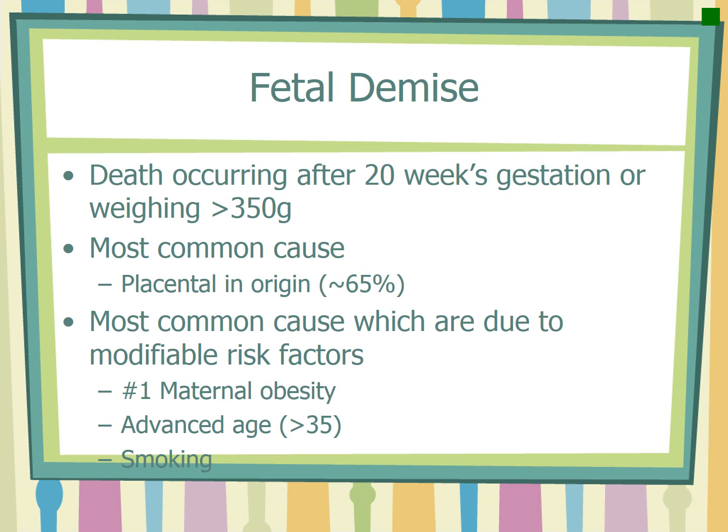So this all leads us up to what's called fetal demise. This is when death occurs after 20 weeks gestation or when the fetus weighs more than 350 grams. The most common cause of this is placental in origin, meaning there was something wrong with the placenta, whether it's abruptio, previa, or some other abnormality.